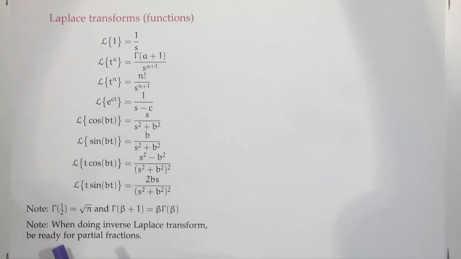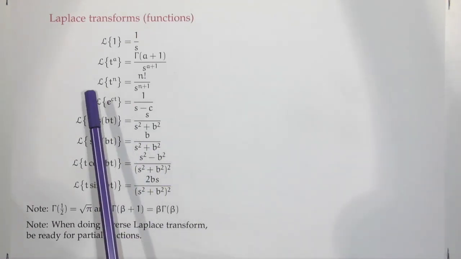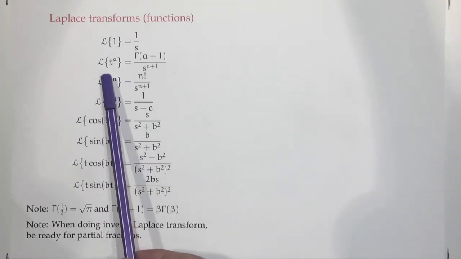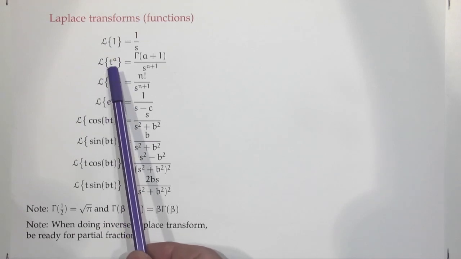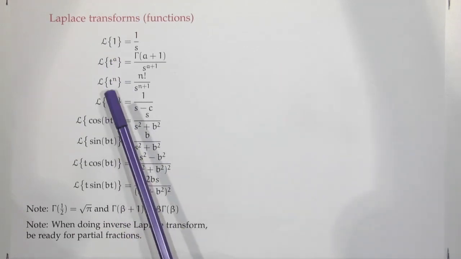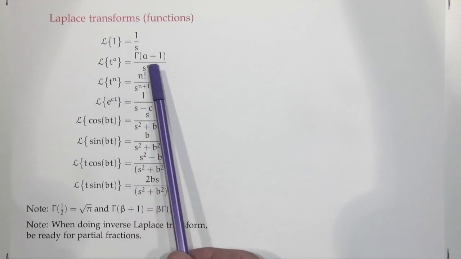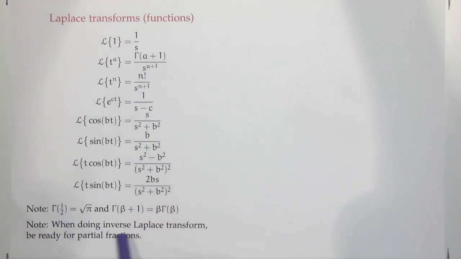Now, perhaps the most exotic one of all of these is when we have t to an unusual power. So you could have t to the half, or t to the e, or t to the pi, or something, just whatever. Well, that turns out it involves this function called gamma, and there's some rules about gamma. Gamma of a half is square root of pi, and gamma of beta plus 1 is beta gamma beta, which just says it behaves like factorial in some sense.